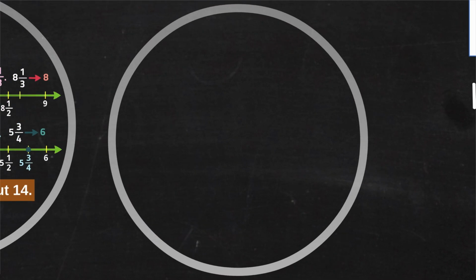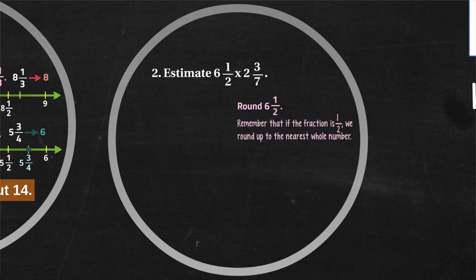Let's have another example. Let's estimate 6 1/2 times 2 3/7. We will follow the same procedure. The only difference is that this time, the operation involved is multiplication. So let's round the first factor, 6 1/2. The fraction part is 1/2, right? Remember that if the fraction is 1/2, we round up to the nearest whole number. Then 6 1/2 is rounded to 7.